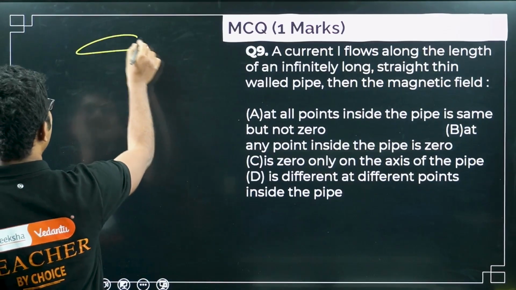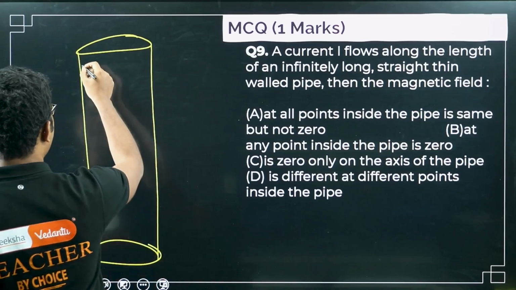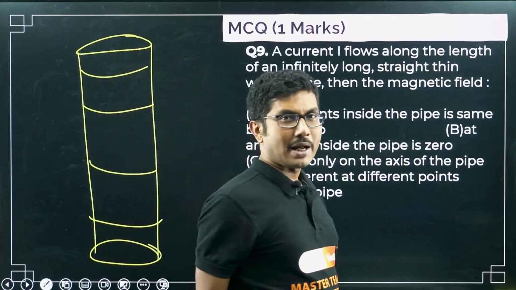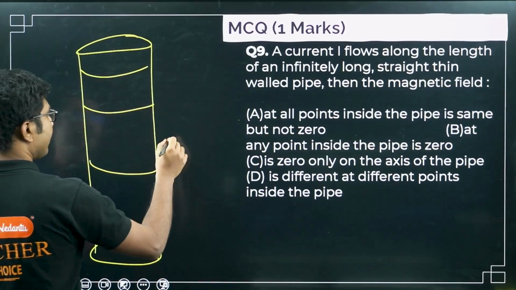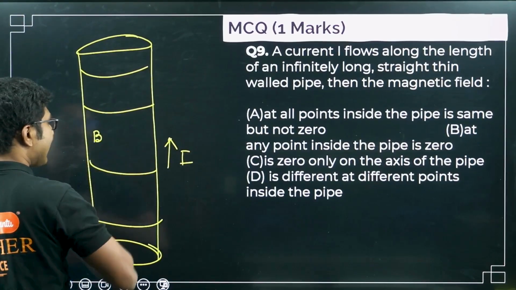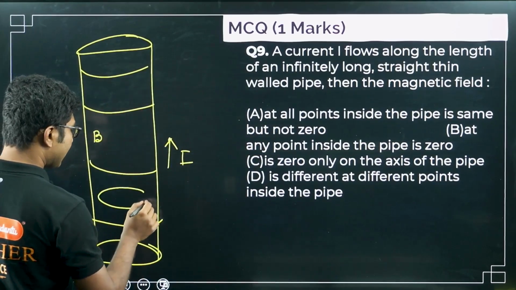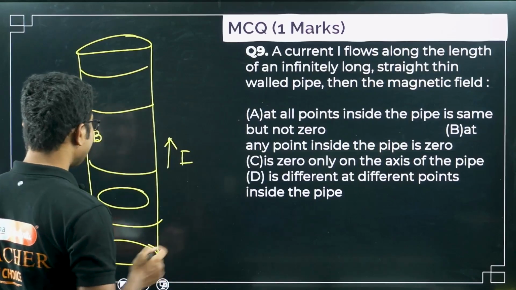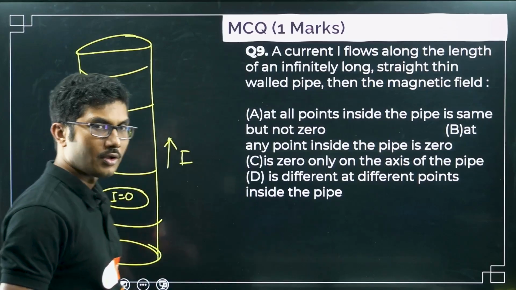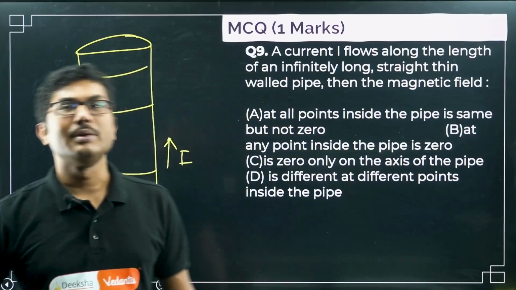So we have a thin-walled pipe, infinitely long. Pipe means like your water pipe. So it's a thin-walled conducting pipe and current I is flowing through it. Now they have asked what is the magnetic field inside this pipe. To find the magnetic field, we have to construct an Amperian loop. If we construct an Amperian loop, we will see that the current through this Amperian loop is 0. So if the current through this loop is 0, then definitely the magnetic field will be 0.